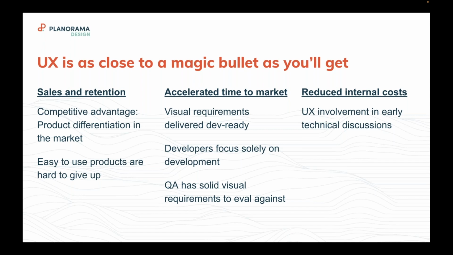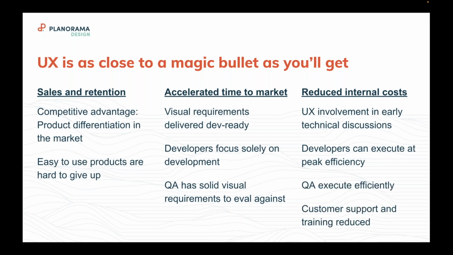And so, UX design needs a seat at the table to understand how the software is going to work. Because the requirements they're producing are going to be necessary downstream for developers and QA to be able to build the product. As part of that, developers and QA tend to execute more efficiently because they have the requirements in hand. And I'll also say that customer support and training tend to be reduced. You don't need as much of that if you have well-designed products.